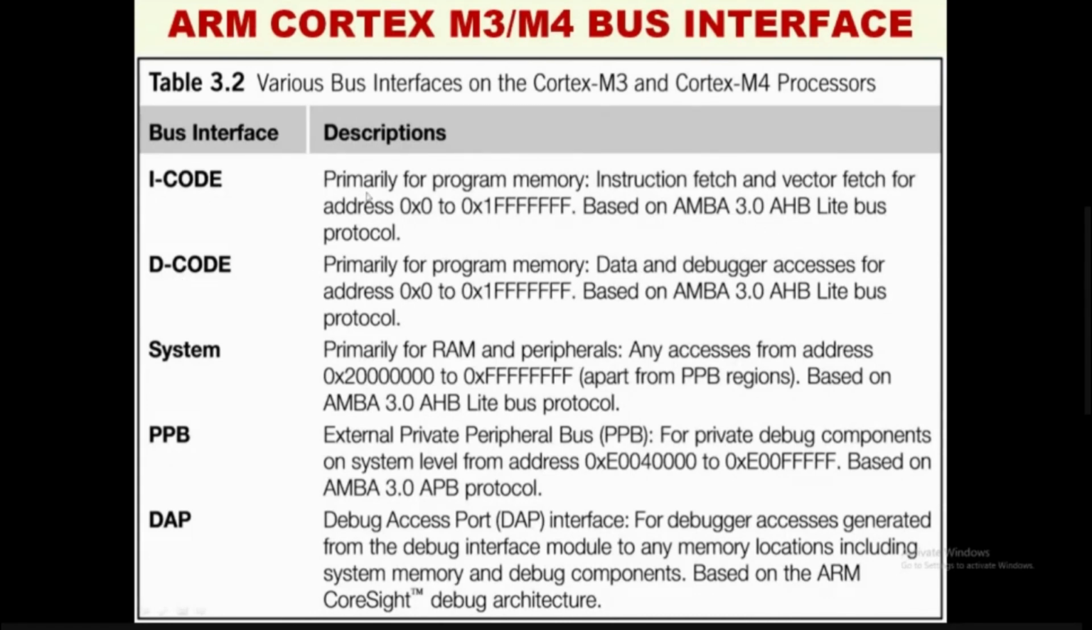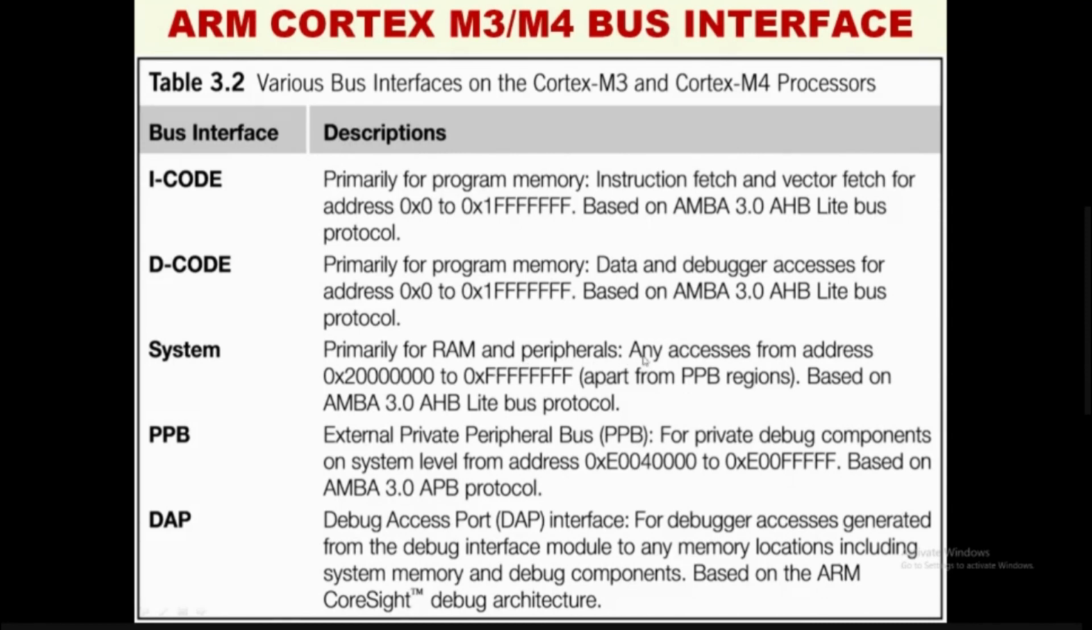So instruction code is primarily for program memory and data code is primarily for program memory. Code memory means program memory. So instructions are fetched from the code memory or program memory. Further, there is one bus. Data are also fetched from the program memory. Further, there is one separate bus. So this is parallel. While the instruction is coming, data will also come because two buses are there. One bus for data, another bus for code. It's very interesting. Then there is a system bus for the RAM and peripherals.